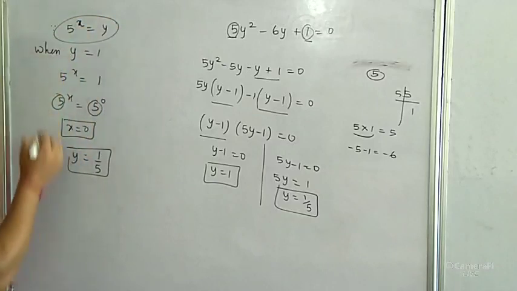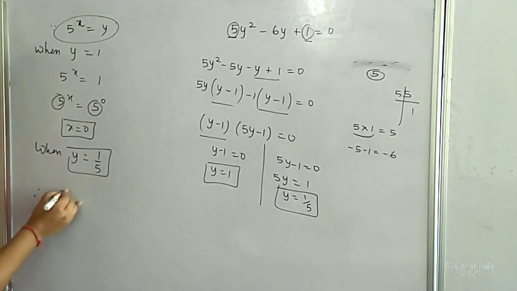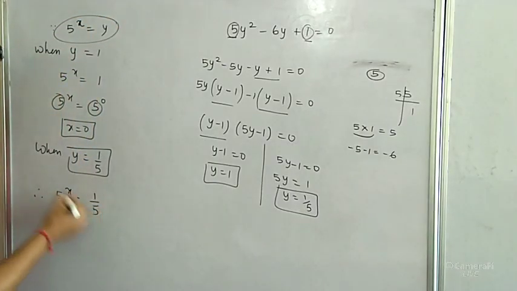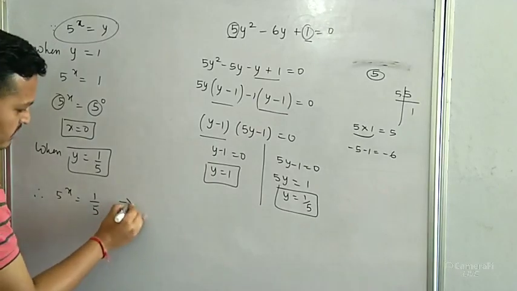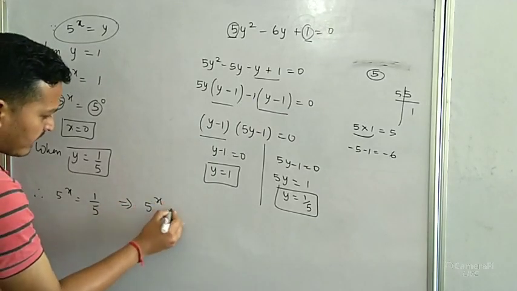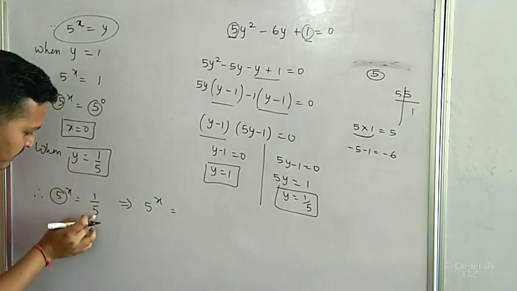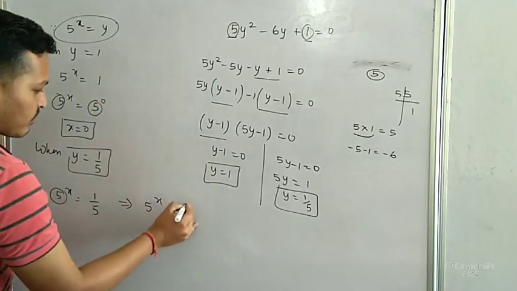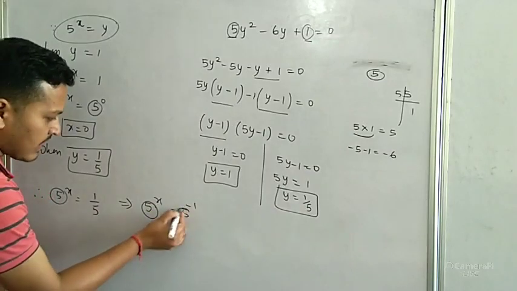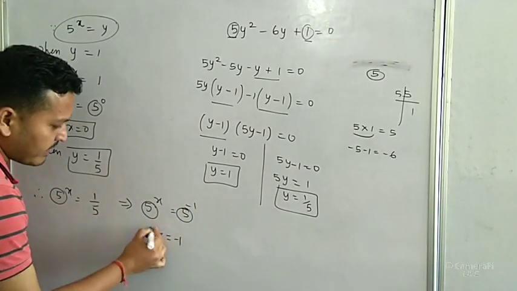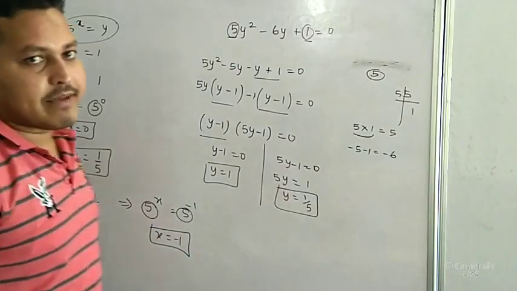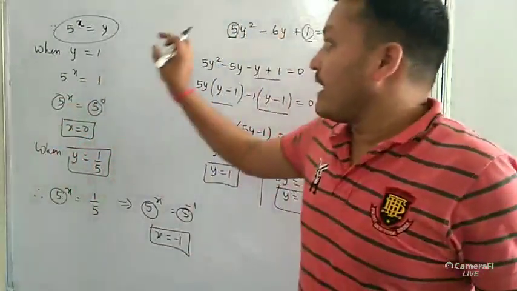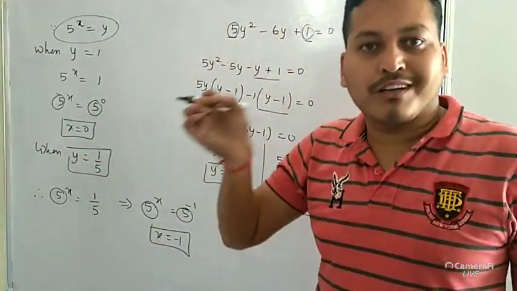Second time when y is equal to 1 by 5, what is our equation? 5 to the power x is equal to 1 by 5. Now we have to make the same base, but 5 is in the denominator, so this one we can write taking 5 in the numerator, so 5 to the power minus 1. Bases are same, so x is equal to minus 1. So these are the two possible values of the x of the given equation. Okay, I hope you understand this one.